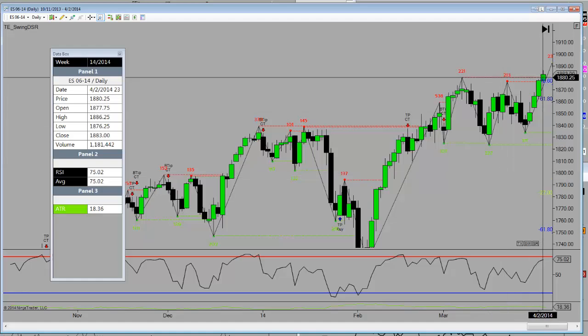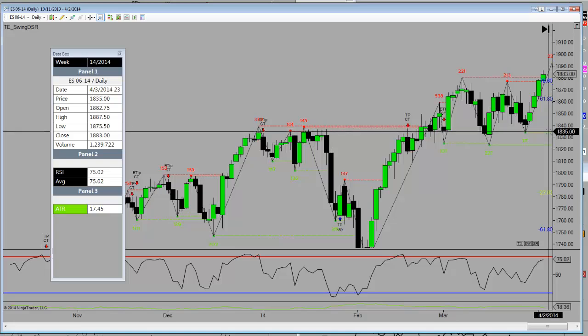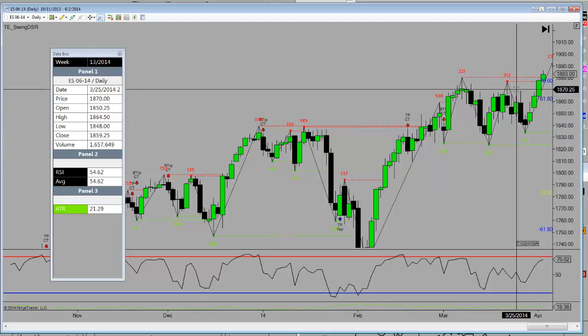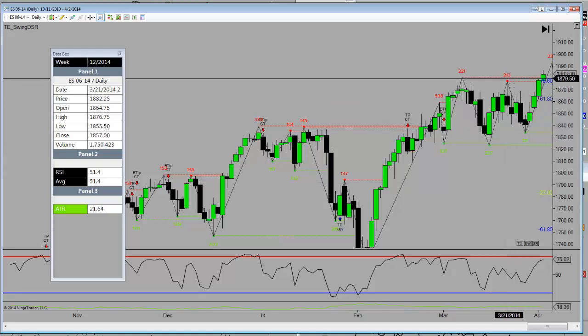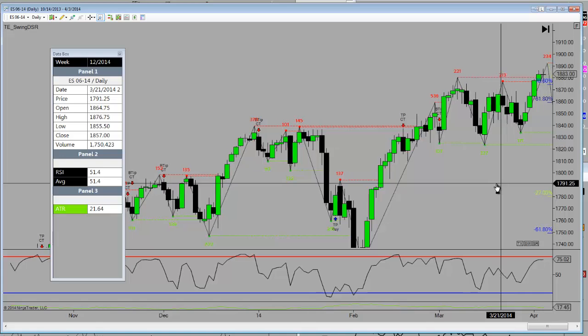Okay, expectation over here on the right side: we get a qualified signal, sell them. We'd anticipate a move back down to retest the 1834s, this previous swing. And you can see that that's approximately 180 ticks in the S&P 500.